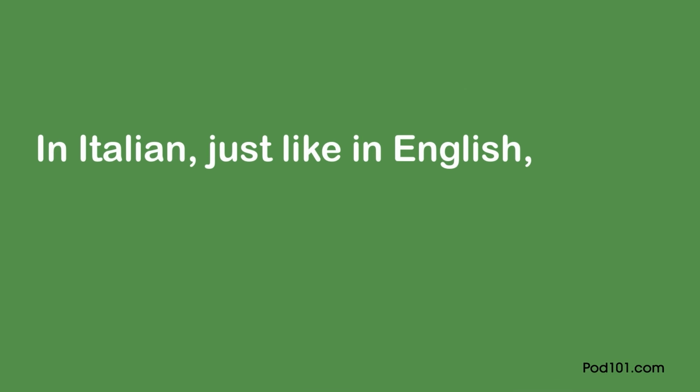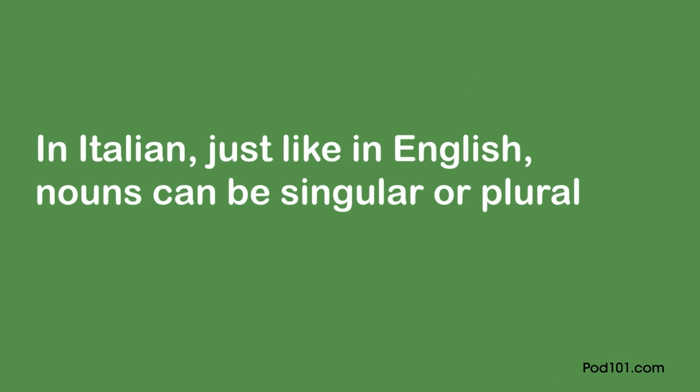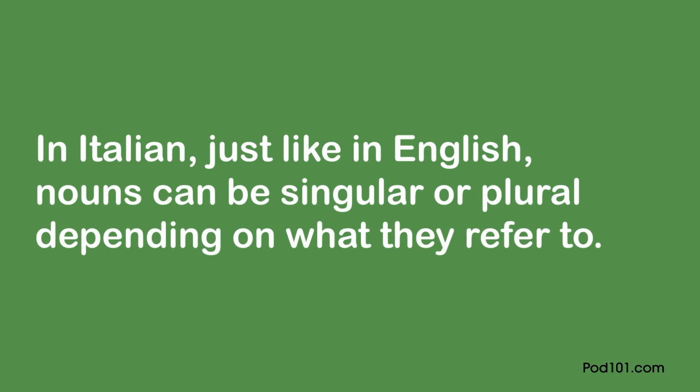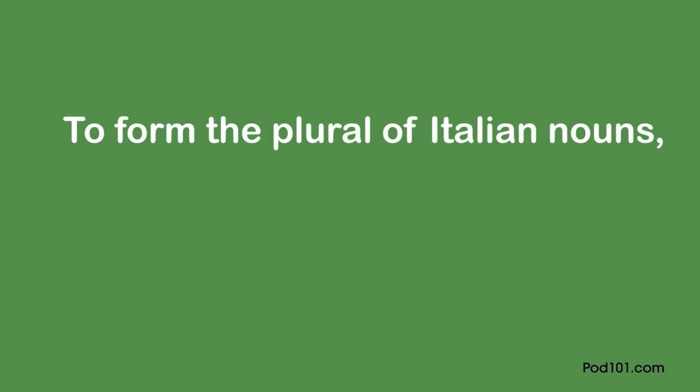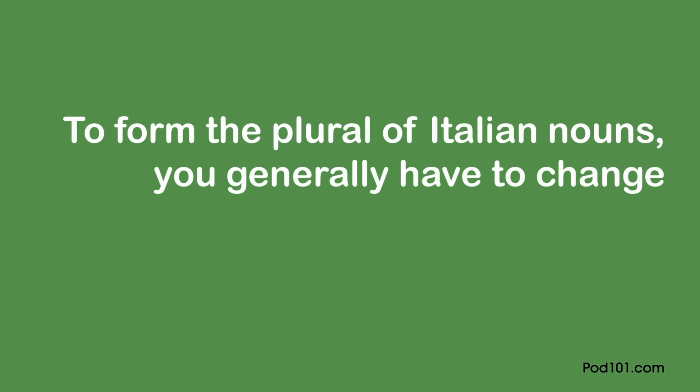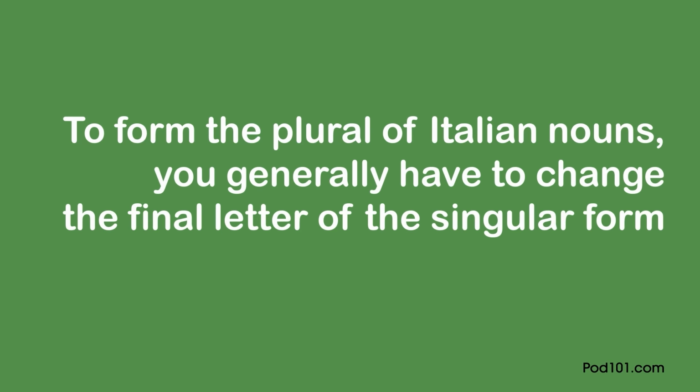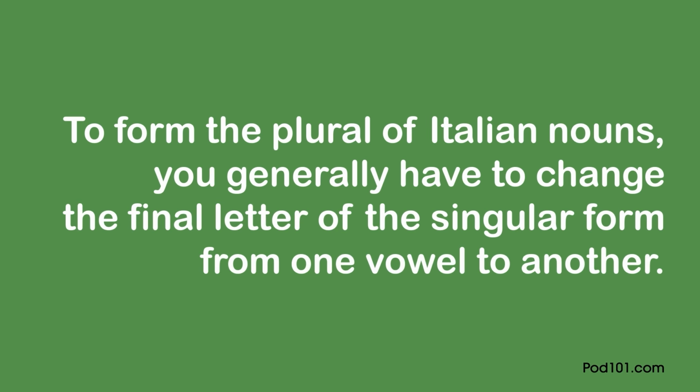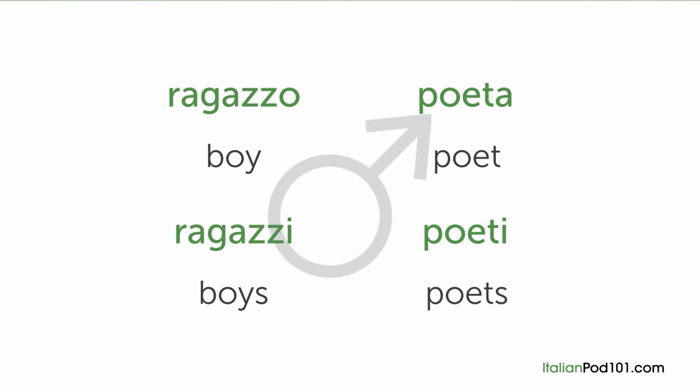In Italian, just like in English, nouns can be singular or plural depending on what they refer to. To form the plural of Italian nouns, you generally have to change the final letter of the singular form from one vowel to another. Masculine nouns ending in O and A form the plural by changing the final vowel to I. For example, ragazzo, meaning boy, becomes ragazzi in the plural, and the plural of poeta, which means poet, is poeti.